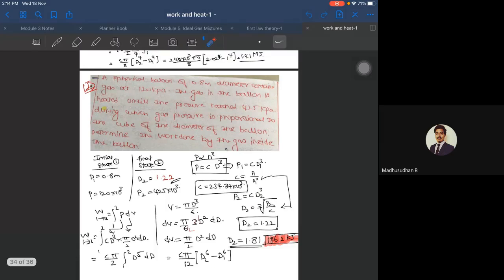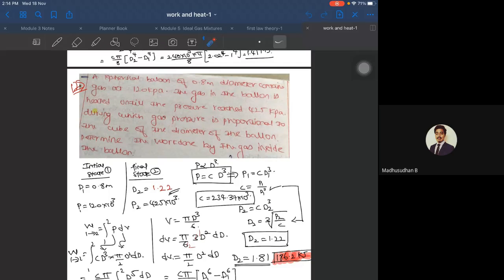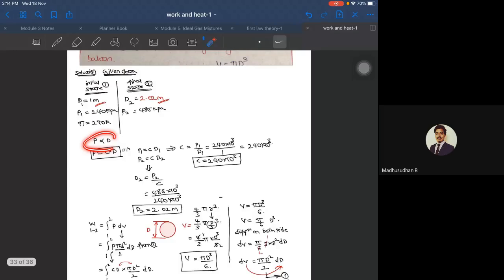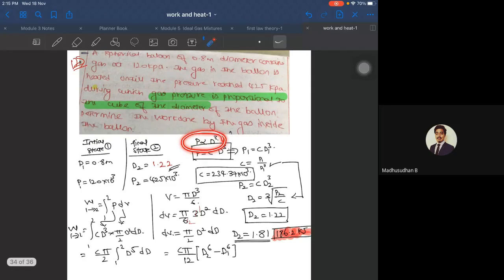Same thing in the next problem. So in this problem, everything is same, but he has changed this word. Where is it? I just used a highlighter for this. The gas pressure is proportional to the cube of the diameter of the balloon. So what he says here, the gas pressure is proportional to the cube of the diameter. That means you can come here. In the previous case, you have taken P is proportional to D. So here you have to take P is proportional to D cube. Rest all the things, everything remains same.